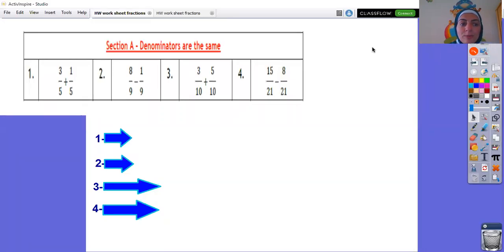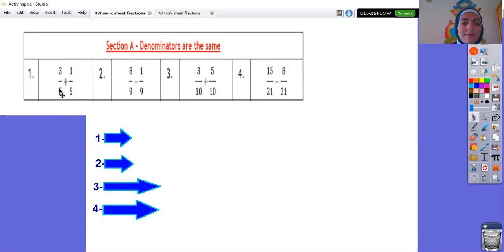Today I'm going to give you the model answer for the homework I sent you about fractions: adding fractions with like and unlike denominators, and adding mixed numbers with like and unlike denominators. The first question we'll start with: whenever we have fractions with the same denominator, we can easily add. We add the numerators, and we keep the denominator as it is.